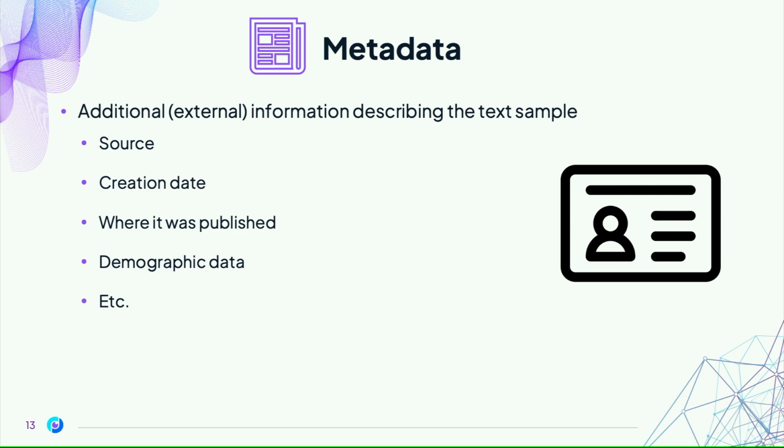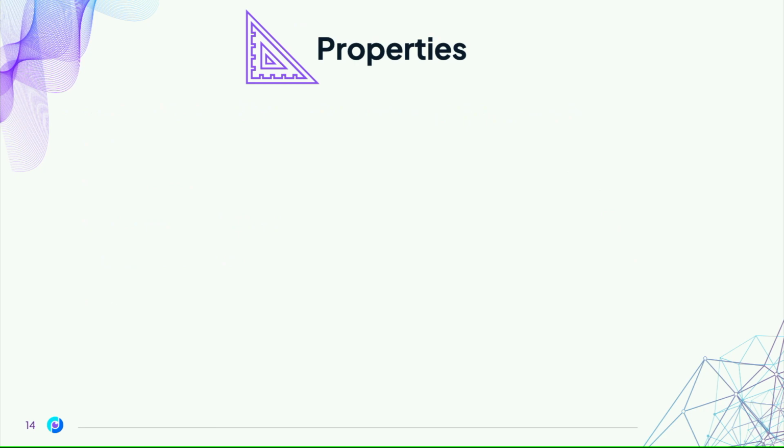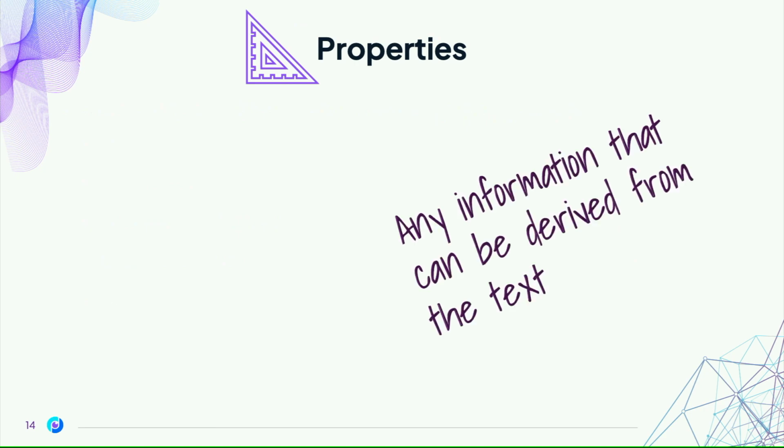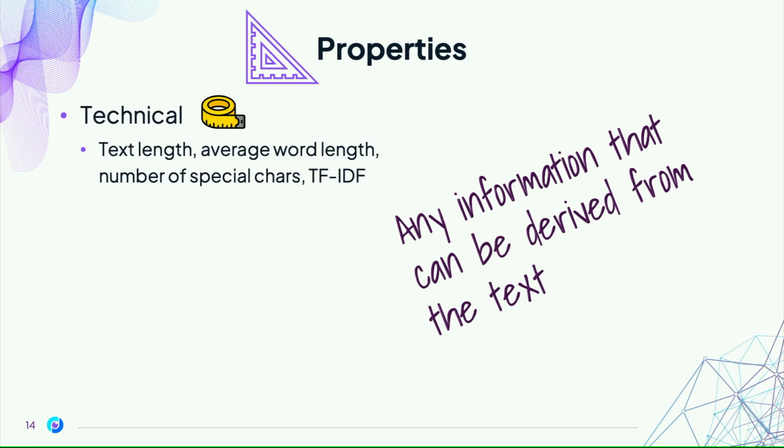It has two glaring disadvantages. A, it's not always available. You only have the metadata you have and nothing else. And B, it doesn't talk about the text at all. It's just about the population of where the text came from. So to actually say something about the text itself, we use what we call properties, which is essentially extracting tabular information from the text itself, like features.